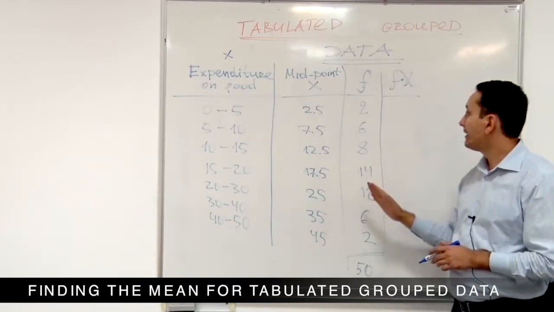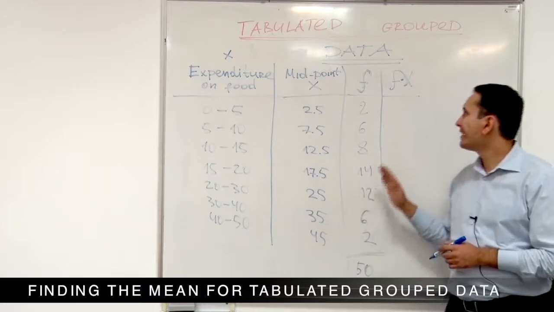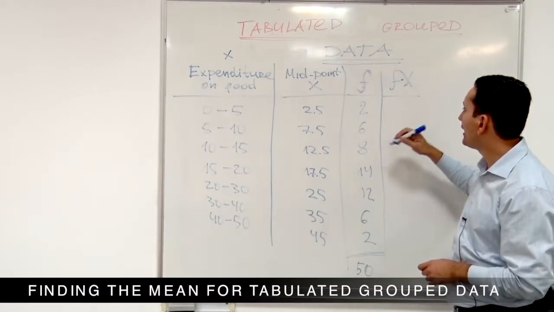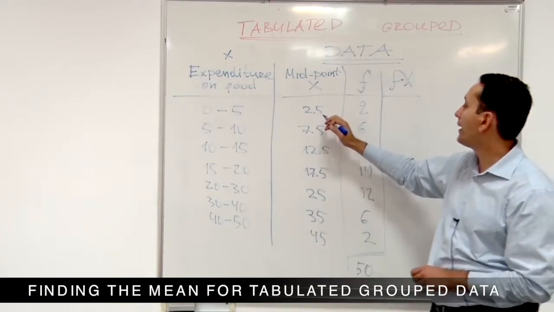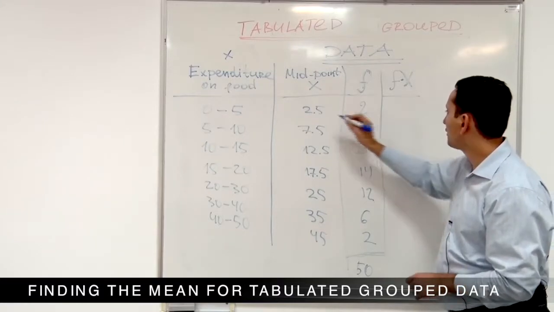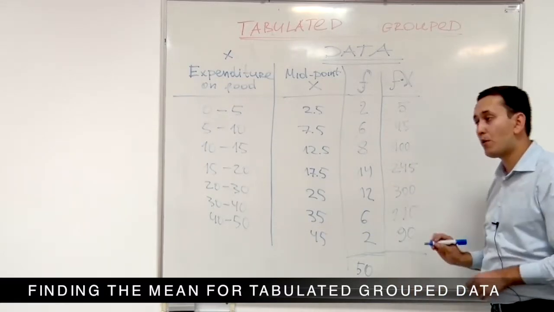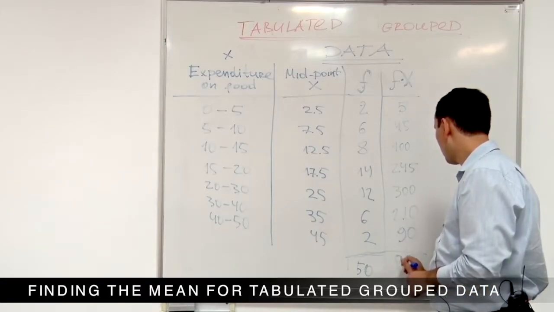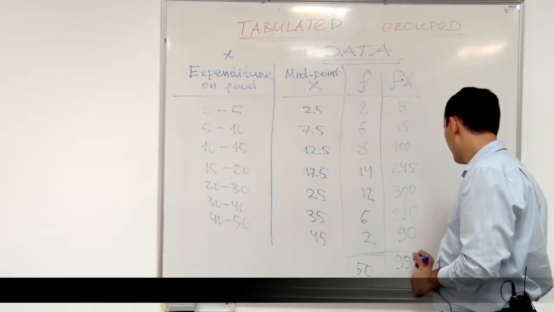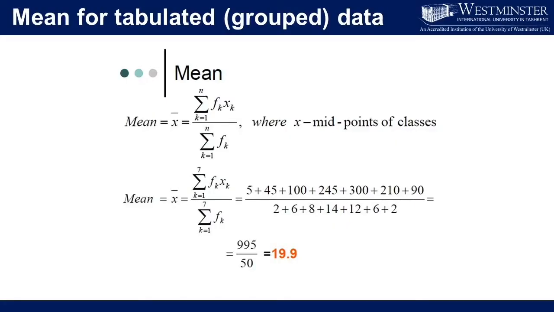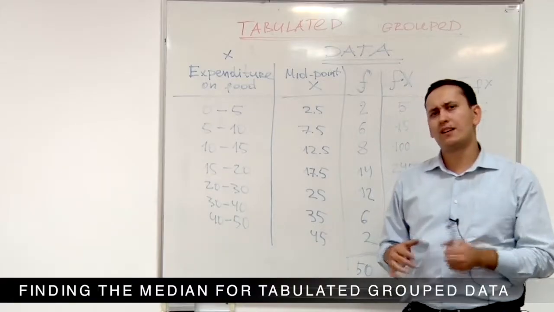Okay, now the next step is, again, we add another column, which is fx. In this case, we don't multiply f by x, but we multiply f by the midpoint. Here, we multiply 2.5 by 2 and we get 5, and so on. And we add up all these numbers and get 995. So again, the formula for this mean is the sum of fx divided by the sum of f. The same formula that we used in the previous example of ungrouped data.